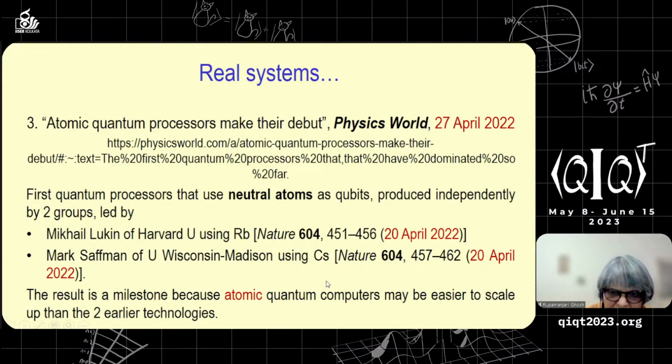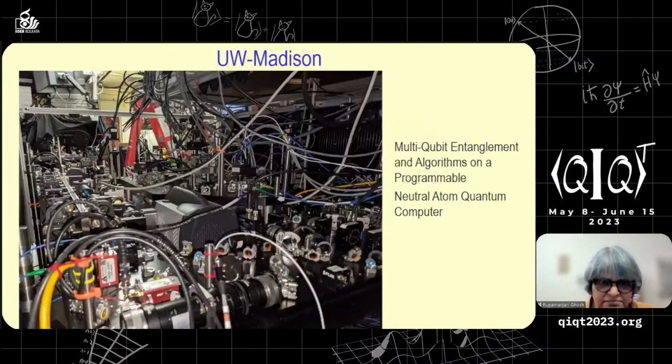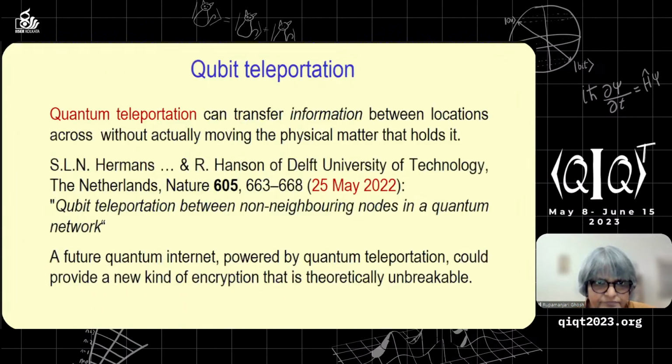And the result is a milestone because atomic quantum computers will be easier to scale up than the two earlier technologies, because they're neutral. So, decoherence effects. I'm not just talking about how to increase the number of qubits. I'm talking about how to actually understand decoherence and control it. So with atomic systems, you probably have a better chance to do that. The experiments look extremely clumsy, a typical photo from the Wisconsin-Madison paper.